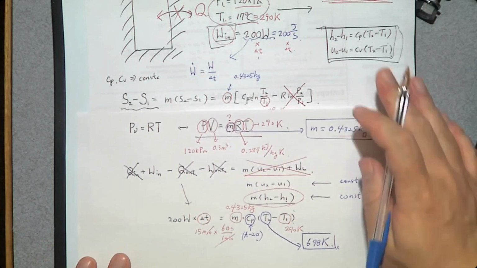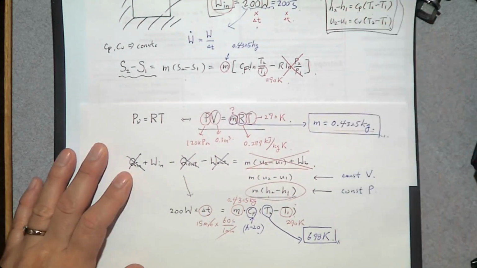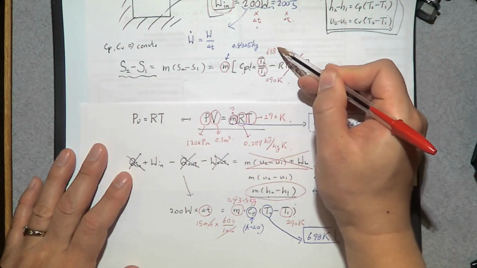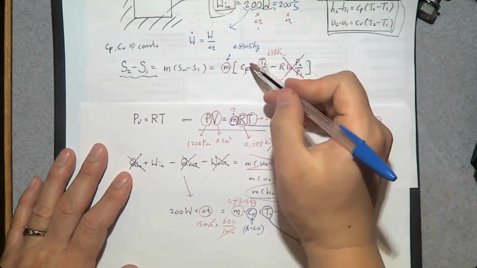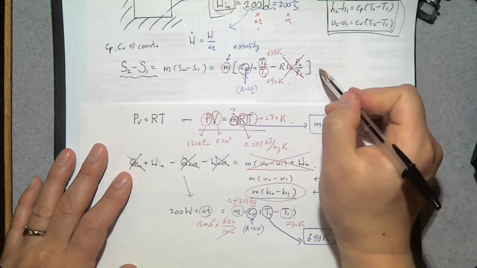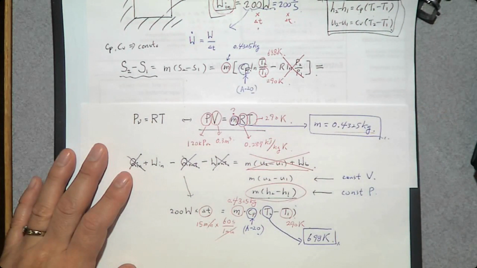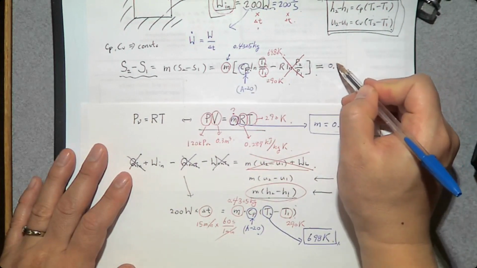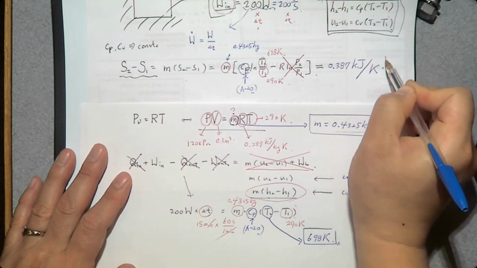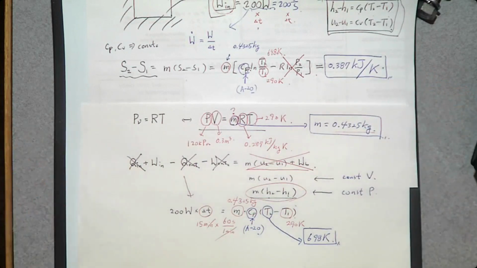So this temperature goes back to this equation. T2 here is 698 Kelvin. And this Cp is again from table A20. So we have everything, we can determine S2 minus S1, which is 0.387 kilojoule per Kelvin. That's how we determine the entropy change of this air inside the piston cylinder device.